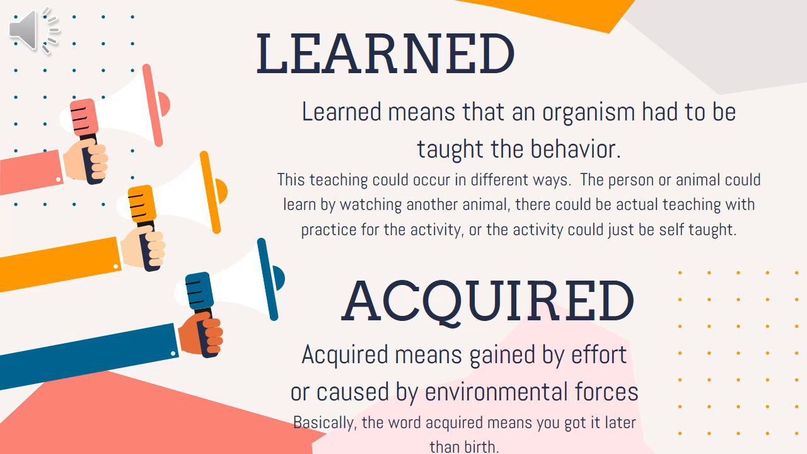Acquired means gained by effort or caused by environmental factors. So basically, the word acquired means you got it later than birth. You had to get it later. And so sometimes they're used interchangeably. Sometimes people will say learned or acquired. Normally, acquired is going to go more with the traits of a person, and we'll get to that when we go through the slideshow. And learned is going to be something that you actually had to practice or think about, watching somebody else or doing on your own in order to get it right. I think this might be a little bit more clear once we look at some examples on the next slides.